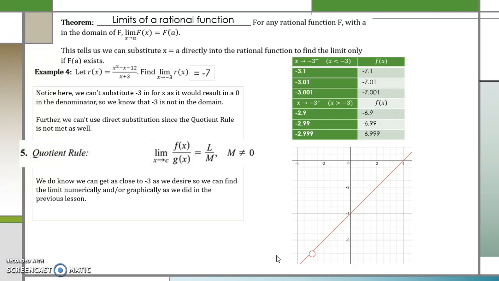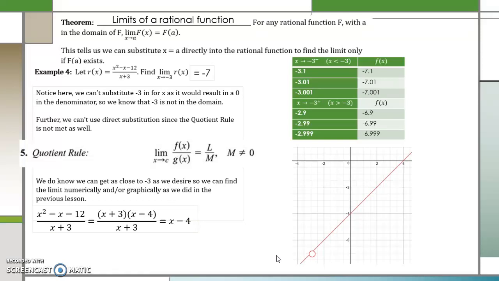But perhaps there's a way we can do this algebraically. So if I start with our rational function, I notice that I can factor my numerator by finding two numbers that multiply to -12 and add to -1, which are +3 and -4. Since there's nothing in front of x squared, we can jump to our factored form of (x + 3)(x - 4). Since everything's in multiplication, I can cancel off the x plus 3's, leaving me with x minus 4.